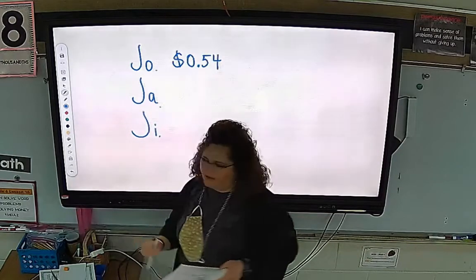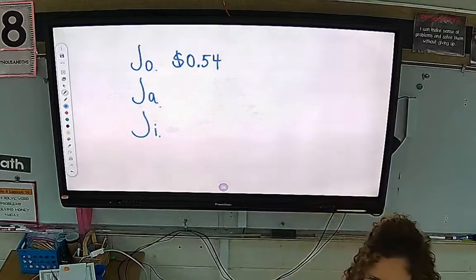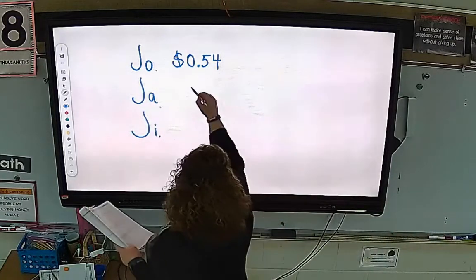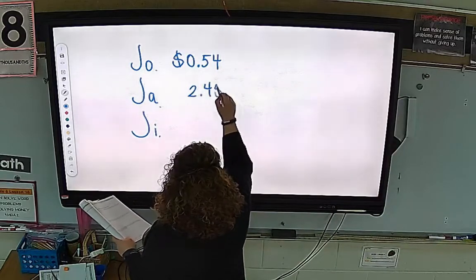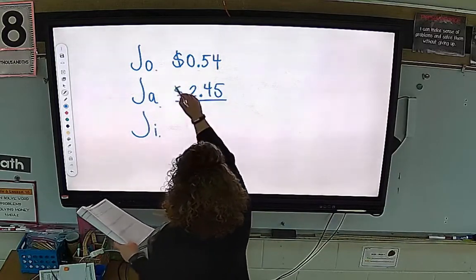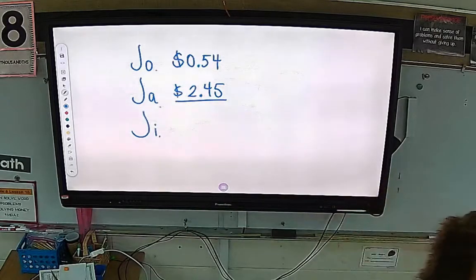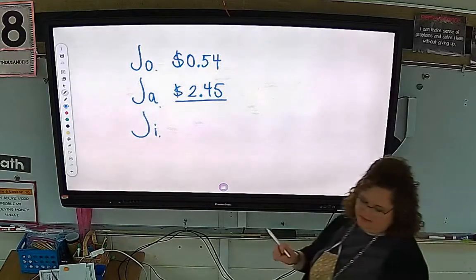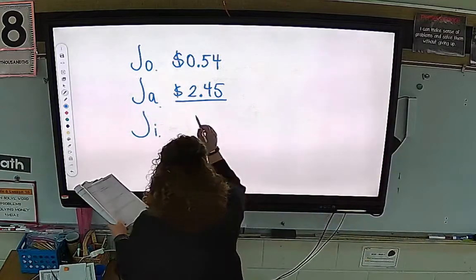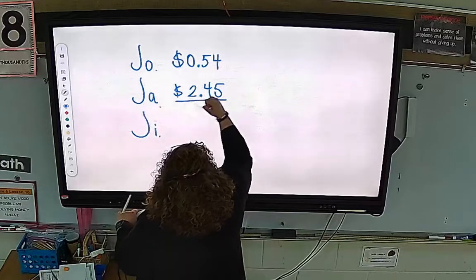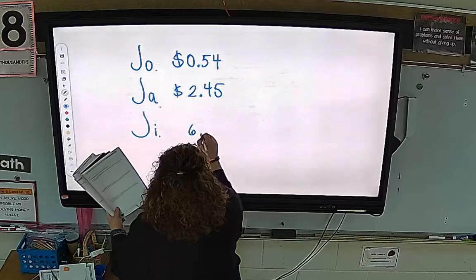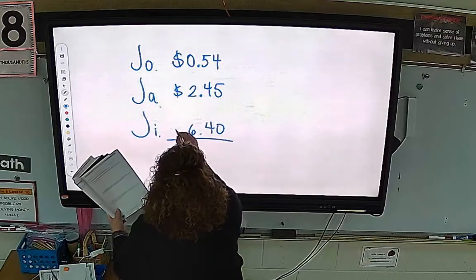Okay. And what about Jamal? What did Jamal have? $2.45. Okay. And then what about Jimmy? $6.40. Yes. I don't know why I drew the line there. Do you think we're still doing fractions? $6.40. I'm just used to having 2 numbers to add.